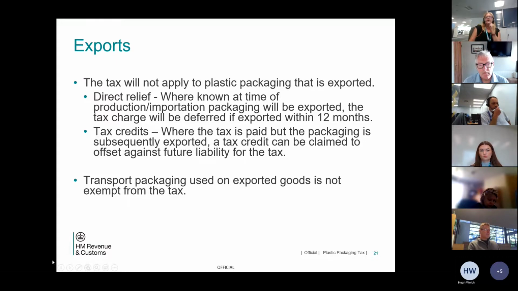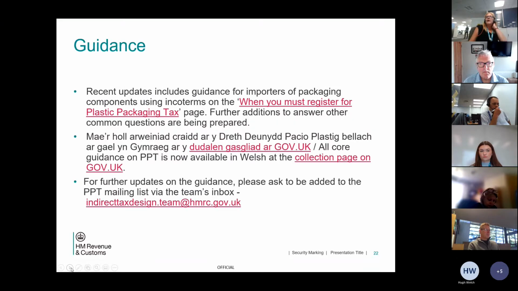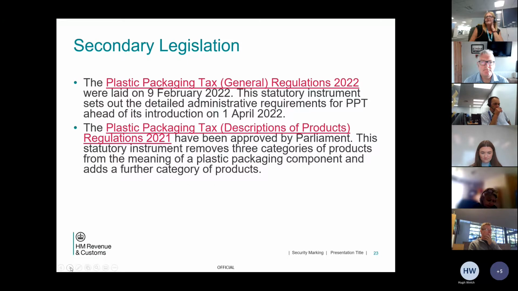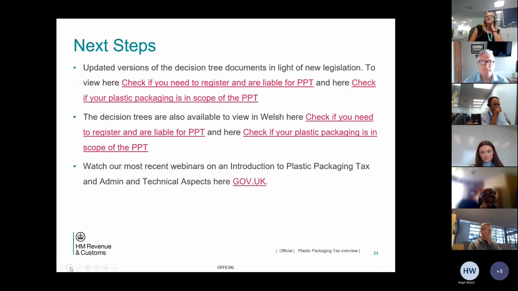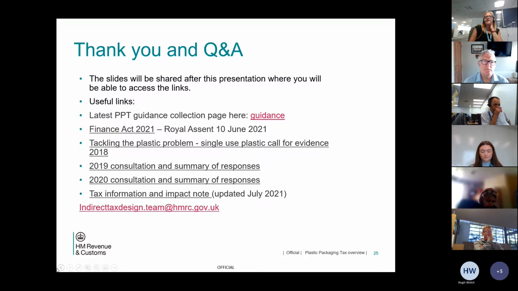Okay, if we just move on. I think that's essentially it, actually. We've got in the next few slides links to guidance that Eleanor mentioned, even Welsh ones as well. And then there are some links to the secondary legislation, and there are links here to the webinar and so on. So, Eleanor, is there anything I've missed? No, I think that's everything.